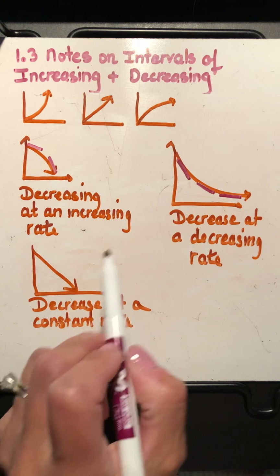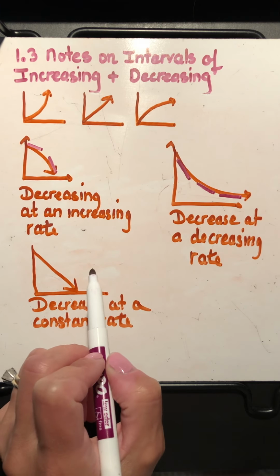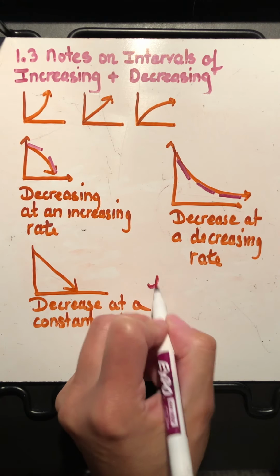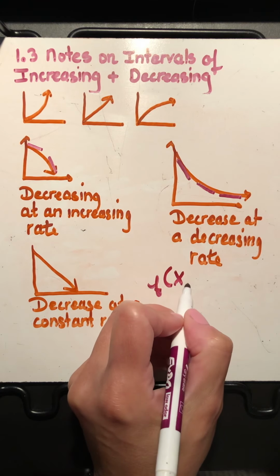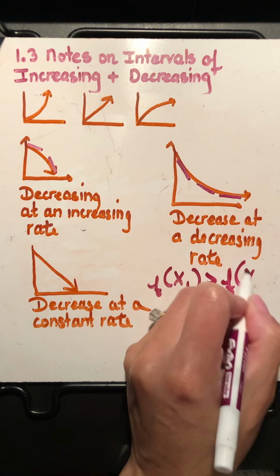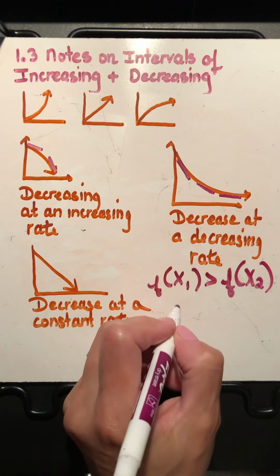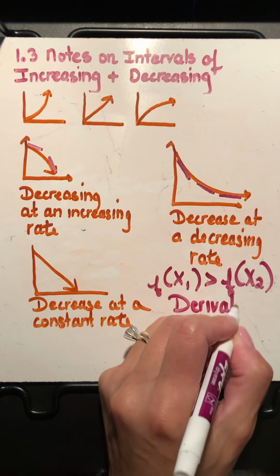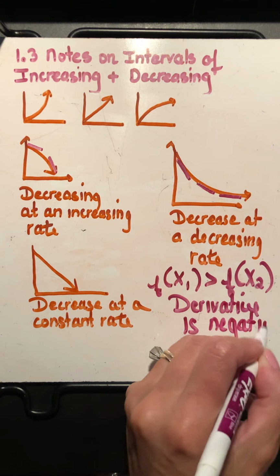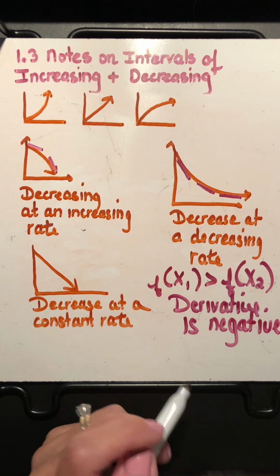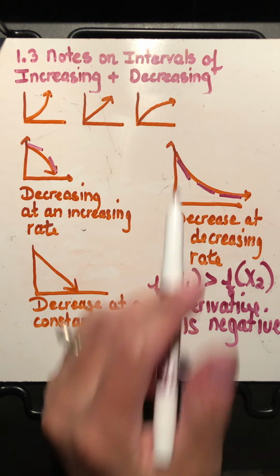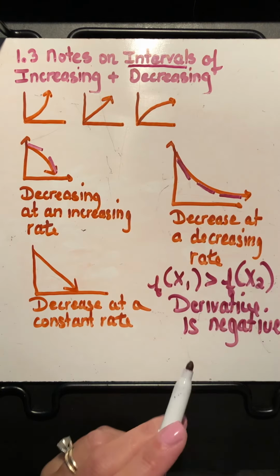Again, in all three of these functions, as we walk along the x-axis from left to right, the y values are going down. And again, the fancy way to say that the y values are going down is f of x sub 1, which is a fancy way to say y, is greater than f of x sub 2. And in all three cases, the derivative is negative, okay? So in the next video, we're going to talk about how to not only identify whether the function is increasing or decreasing, but identify the intervals on which the function is increasing or decreasing.